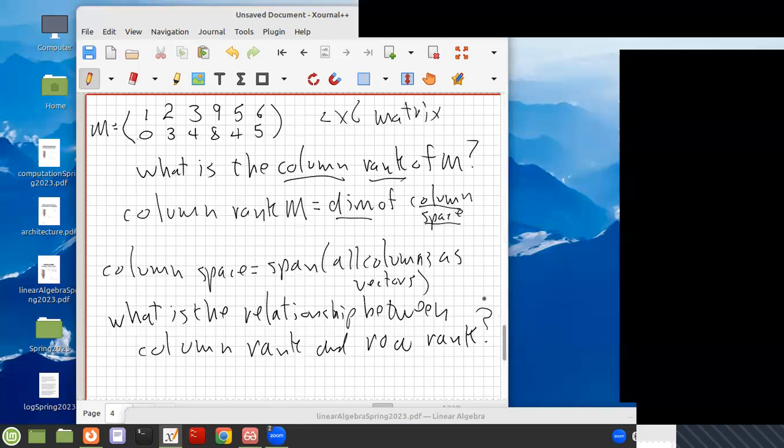The dimension is the same. They're the same. Okay, so that means that the column rank and the row rank are the same. So you can answer the question of what the column rank is by finding the row rank, right? So what is the row rank?